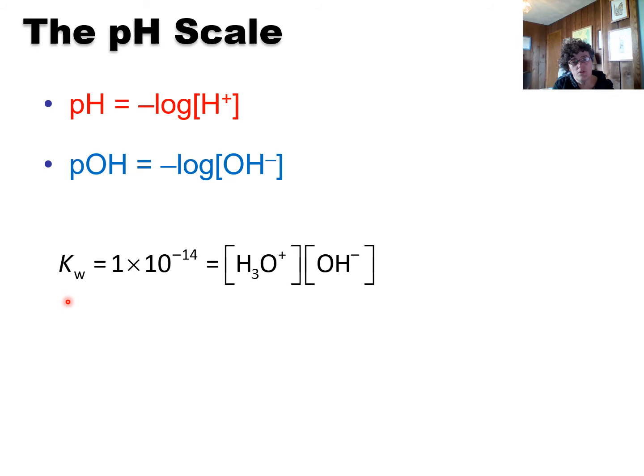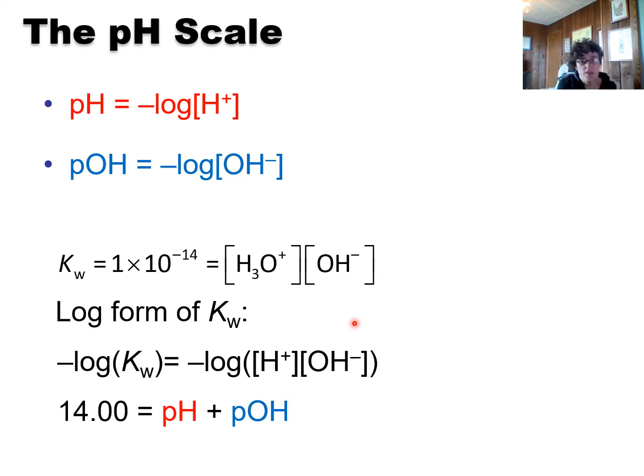So for water, we have figured out that the product between the concentration of the H3O plus and the concentration of the OH minus is equal to 10 to the minus 14. So if, instead of doing this in the form of a multiplication, we use logarithm, we would have to calculate the logarithm on both sides of the equality.